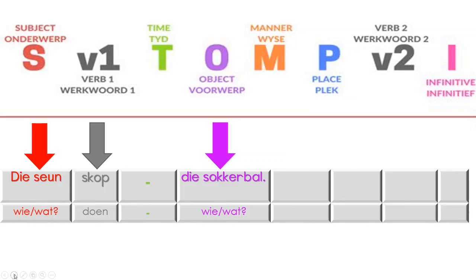The subject asks, who or what? Die seun. Verb 1, because it's a present tense sentence, we'll have skop, which means to kick. It's the doen woordjie, it's the action word. En dan het ons die object, die sokkerbal. Here the object will also ask who or what. So this is a very, very easy sentence. Die seun skop die sokkerbal. The boy kicks the soccer ball. This sentence is very basic as it only comprises of a subject, a verb and an object.